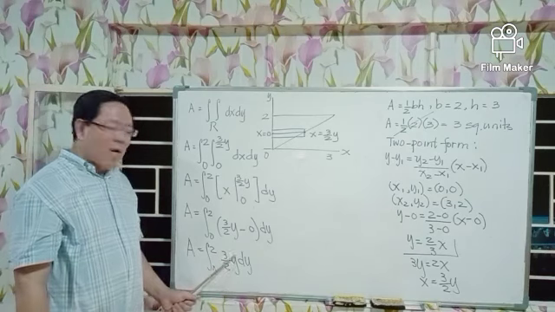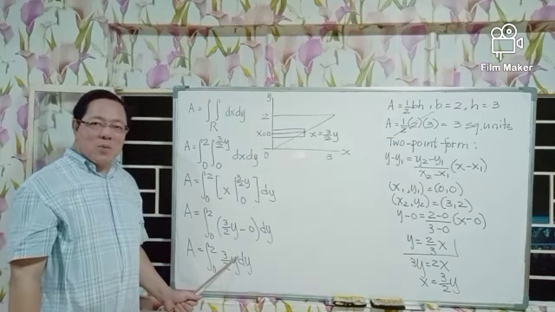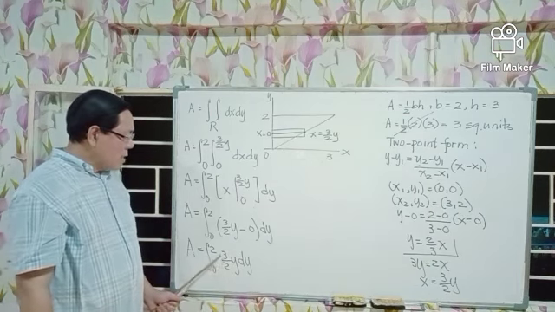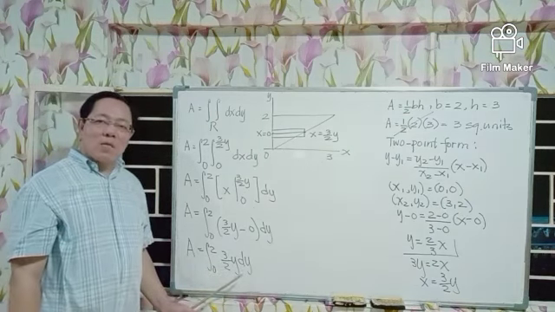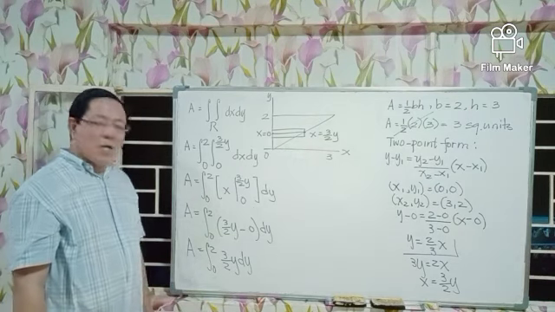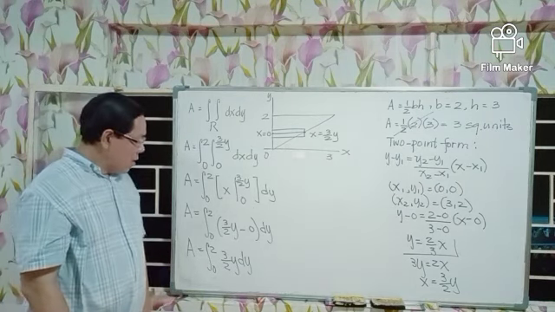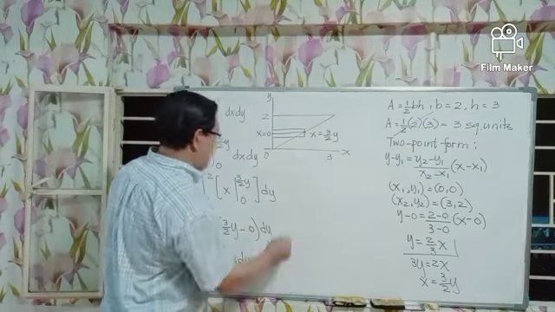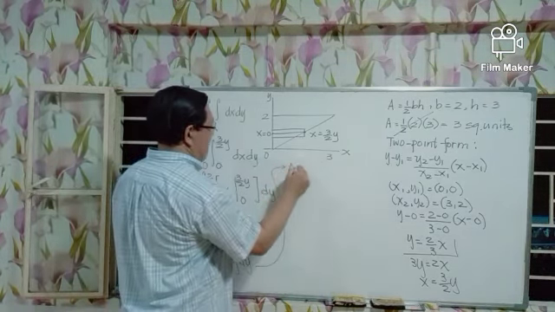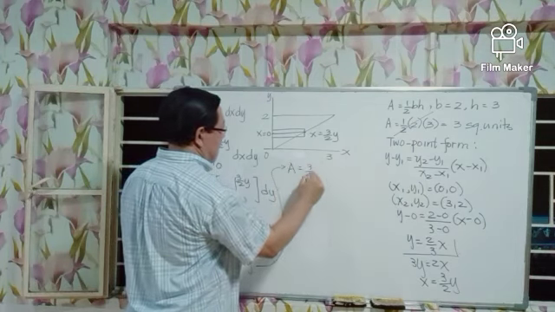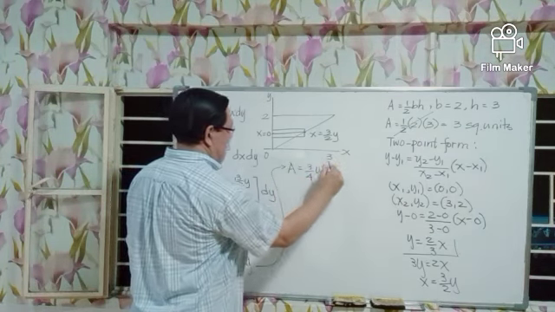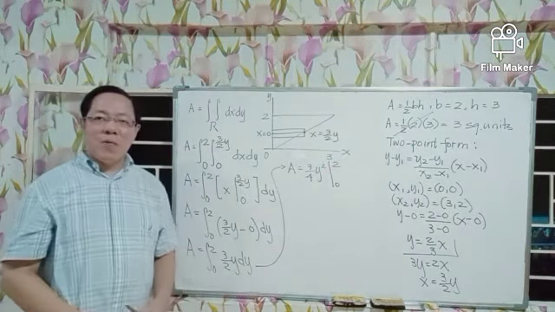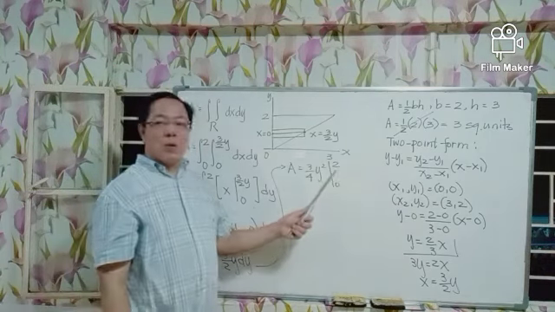The exponent of y is 1, plus 1 is 2, and divide by 2. And you get 3 halves multiplied by y squared over 2. And that's equal to 3/4 y squared. And we evaluate 3/4 y squared from 0 to 2.